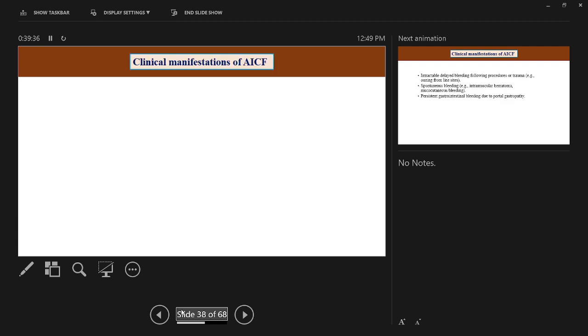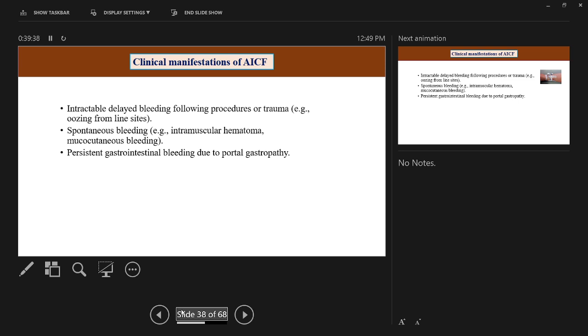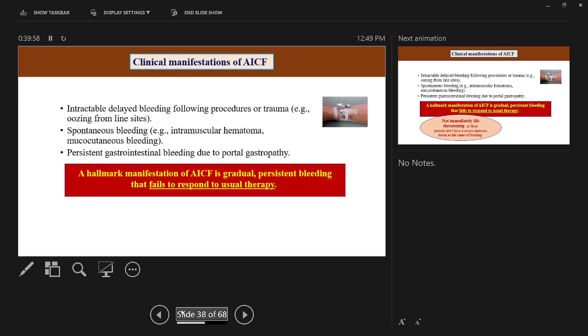The clinical manifestations of AICF are intractable delayed bleeding following procedures or trauma, such as oozing from the line sites, which is very important, and it is seen in almost 90% of the patients of AICF. Spontaneous bleeds can occur, such as intramuscular hematoma or mucocutaneous bleeding. Then there could be persistent GI bleeding due to portal gastropathy. A hallmark manifestation of AICF is gradual, persistent bleeding that fails to respond to usual therapy.